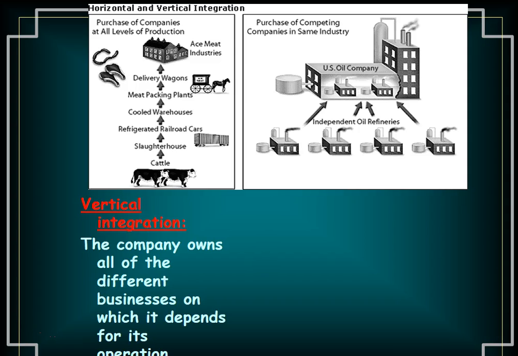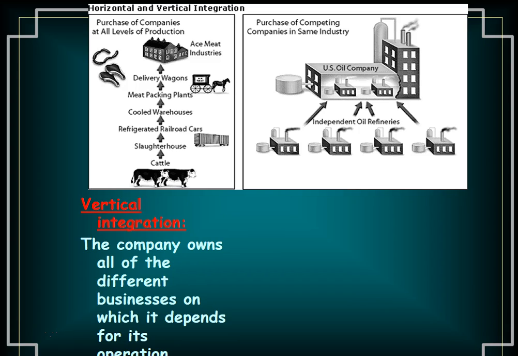All right, next thing is horizontal and vertical integration. Again, these are business terms. So these business owners are going to use horizontal and vertical integration to make more money. So let's look at vertical integration first. Okay, so we have vertical integration, and essentially here I've given you an example of what vertical integration is. And in this case, it's the meat industry. Okay, and the definition is the company owns all of the different businesses on which it depends for its operation.